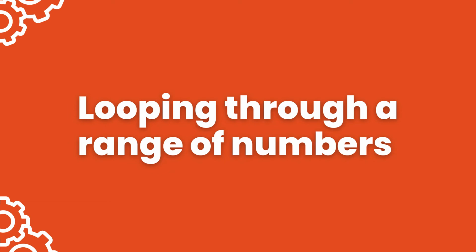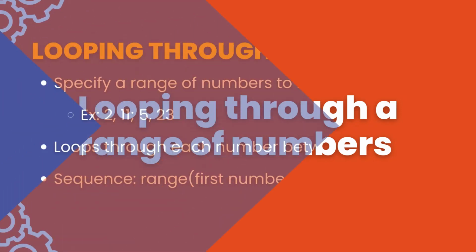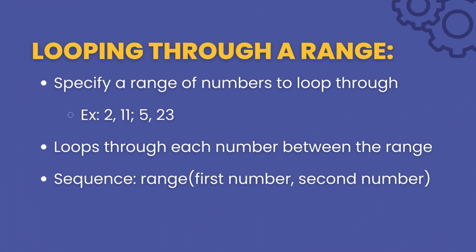Hey guys, in this video, I'm going to show you how to loop through a range of numbers. Looping through a range of numbers is basically specifying a range of numbers you want to loop through, such as 2 and 11 or 5 and 23. Python loops through each number between 2 and 11 or 5 and 23.